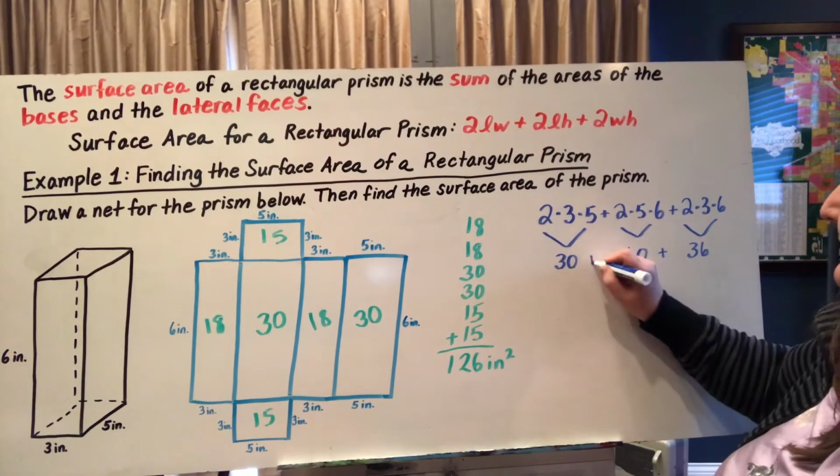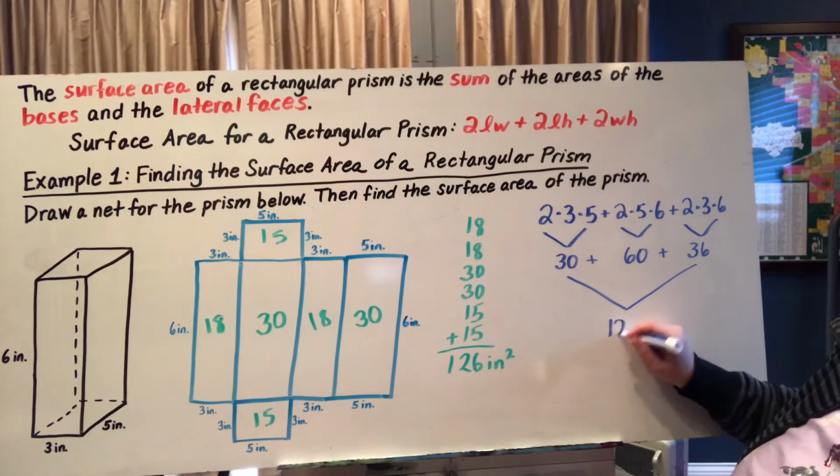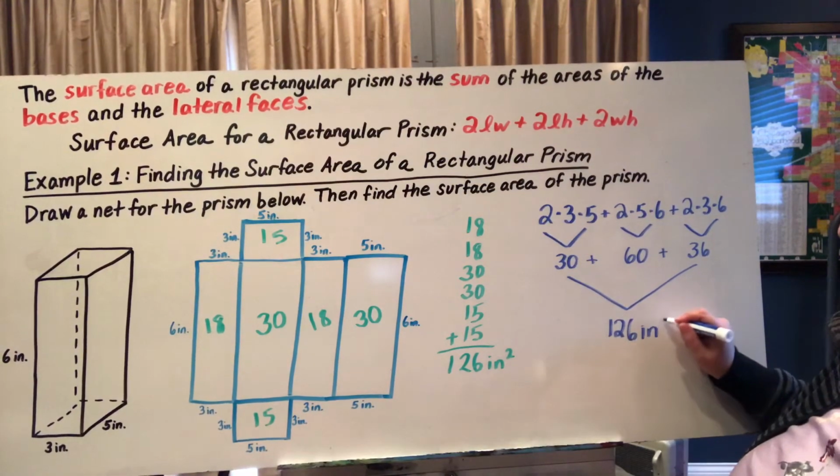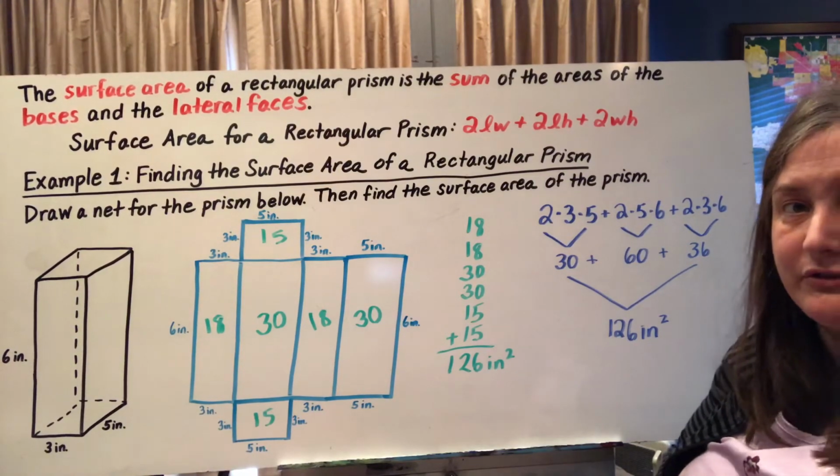And then I need to add up these totals. 126 inches squared. So 2 different ways here to find the surface area.